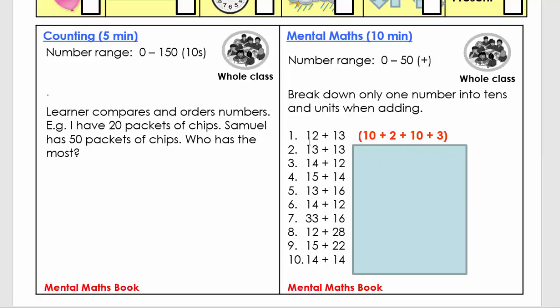In their minds, we're just going to say 12 is 10 plus 2 plus 10 plus 3. So if we say then 10 and 10 is a 20, and a 2 and a 3 is a 5, it's 25. This only comes with practice. So you need to help them to break up the numbers into tens and units, and then to add the tens and the units. I want you to pause the activity now and do these with your child.